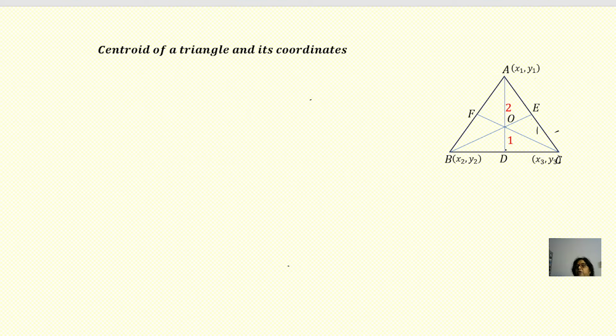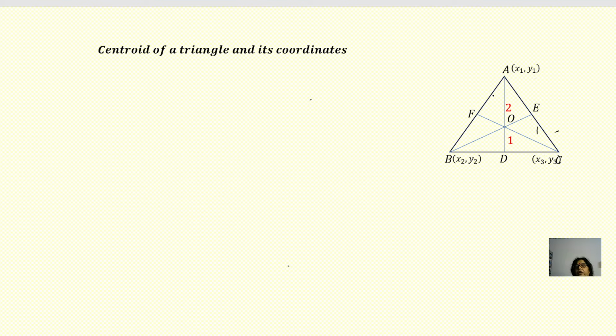Now here I have written 2 is to 1 for AO is to OD. It applies for BO is to OE also. It applies for CO is to OF also. The bigger ratio 2 is towards the vertex and 1 is towards the opposite side of the triangle.